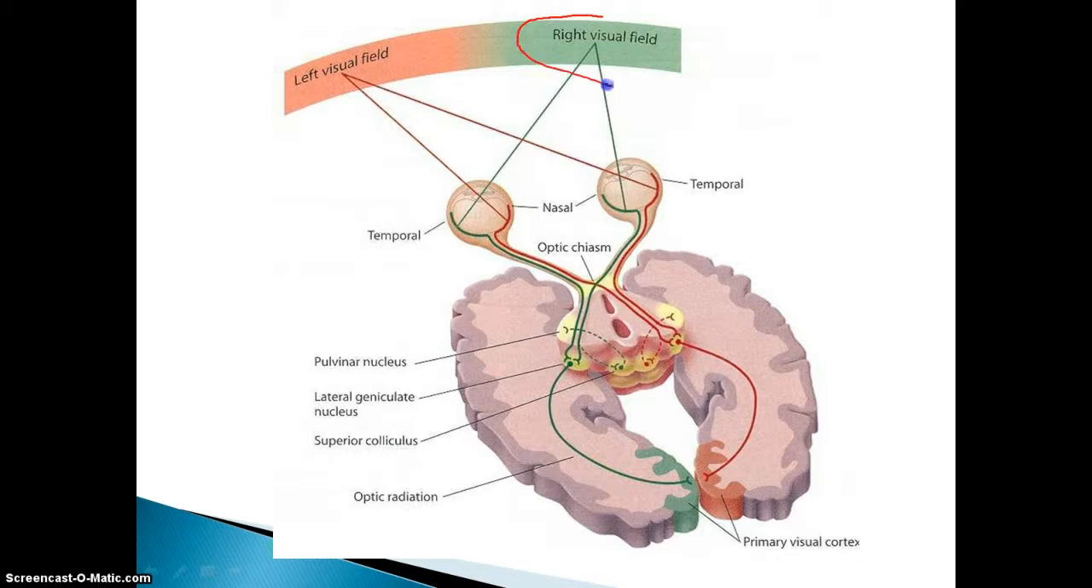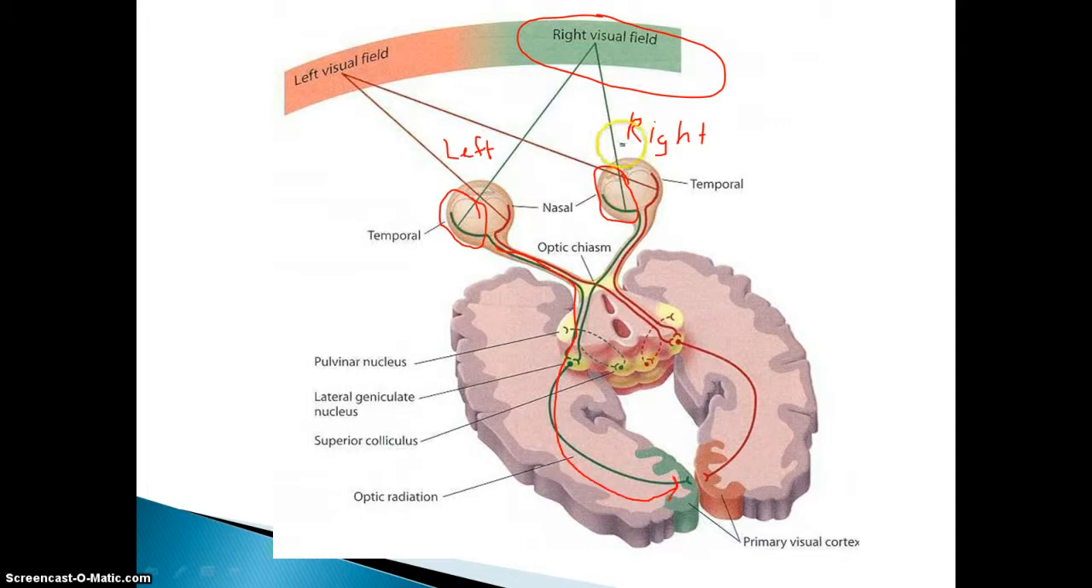In green, I represent things that are coming in from your right field of vision, things that are on the right side of your body. Follow the green back, and they are handled by the temporal side of your left eye and the nasal side of your right eye. So the green will travel down the temporal fibers of your left eye, and it won't have to cross over, and it will go to the left side of your brain.